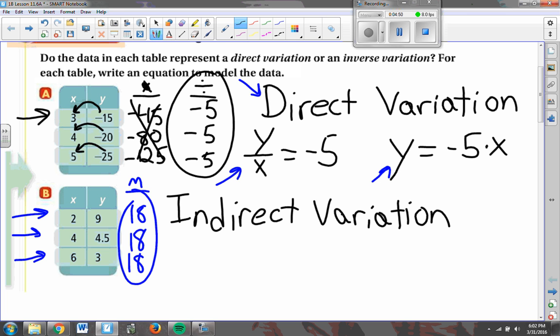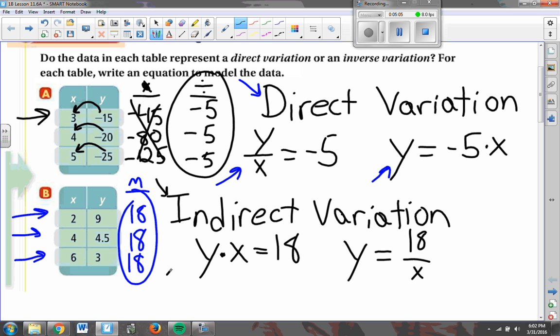Because multiplying was all the same. And what I got when I multiplied my y value times my x value every time was 18. So my k value is 18. I can also write that as y equals 18 divided by x. Okay, so again, I got my three pieces, indirect variation, this form of the equation, and this form. Okay?